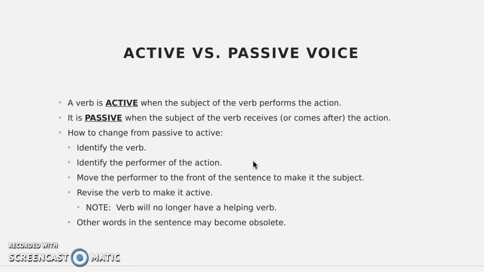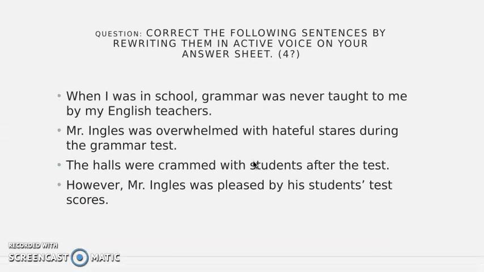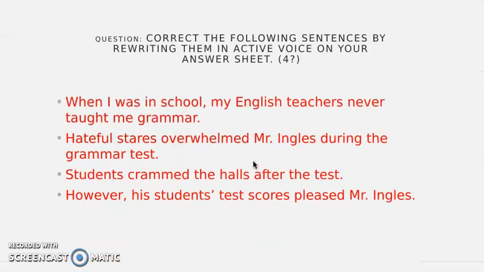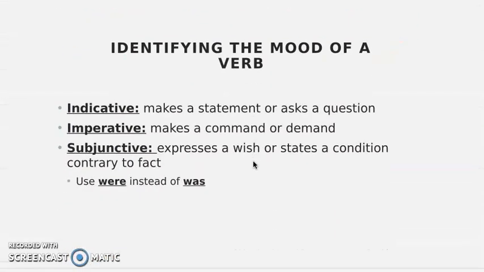A verb is active when the subject of the verb performs the action. It's passive when the subject of the verb receives the action. If it can be completed by something, then it's passive. Okay, so you won't always find the word "by" in a sentence, but if you find it there, it's most likely going to be passive. We won't spend too much time on this because we did this lesson previously. Just know that the practice questions and practice answers are available to you in the grammar folder as well.